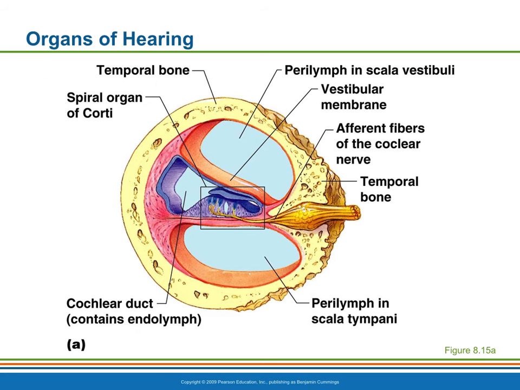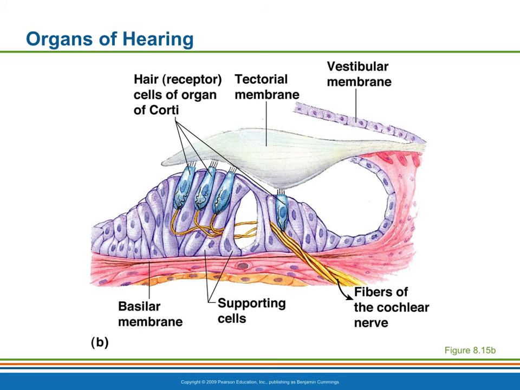This is a cross-section view of one turn of the cochlea, showing the position of the spiral organ of Corti in the cochlear duct. The cavities of the duct labyrinth contain perilymph, and the cochlear duct contains endolymph. This is a detailed structure of the organ of Corti. The receptor cells, or the hair cells, rest on the basilar membrane.